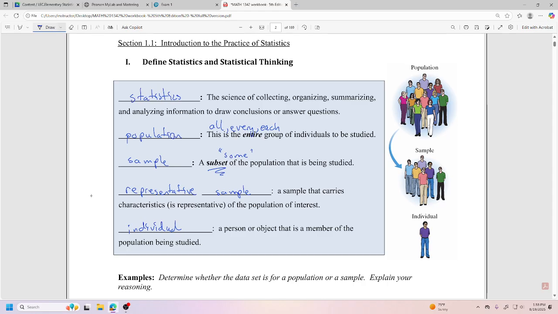Here's another one. Population: us, everyone here in this room. What would be a sample of us? There it is. Everyone in the class.